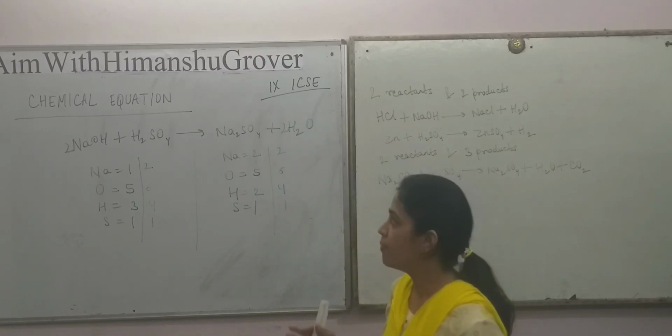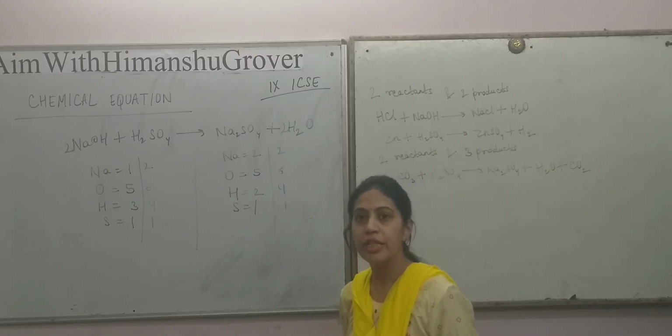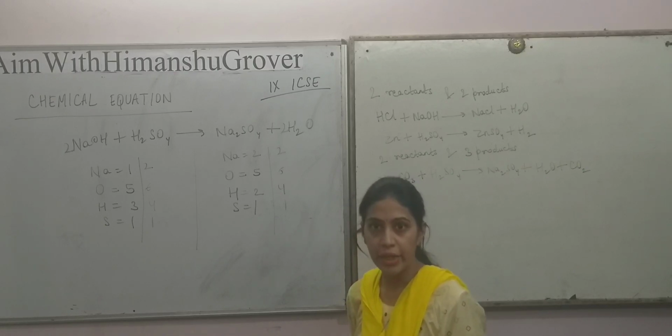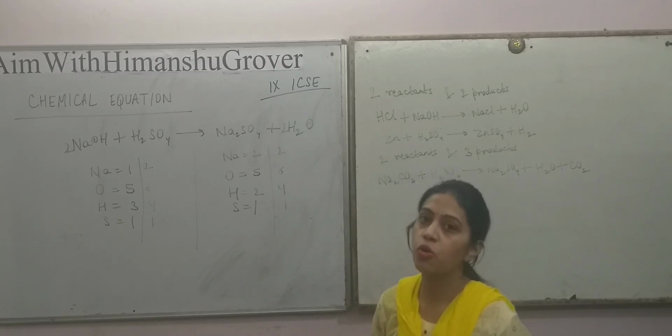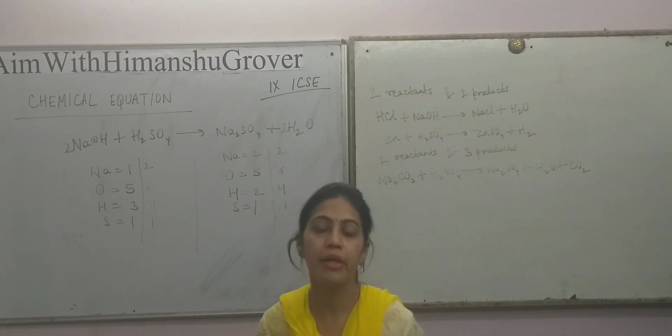And this type of balancing method, in which different numbers are tried to make the number of atoms of each element on both sides equal, is called the hit and trial method of balancing.